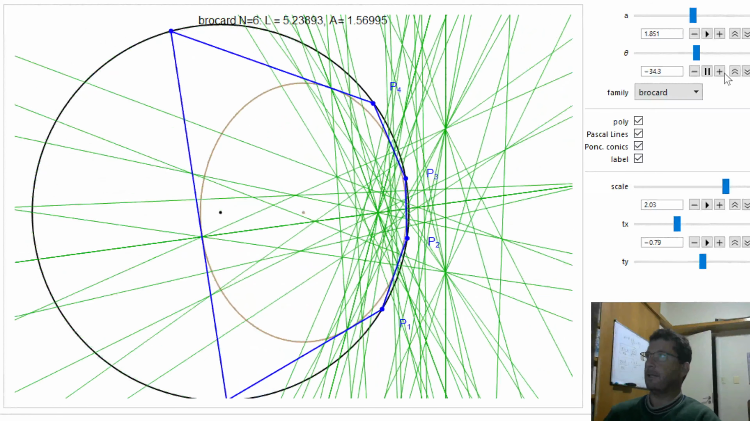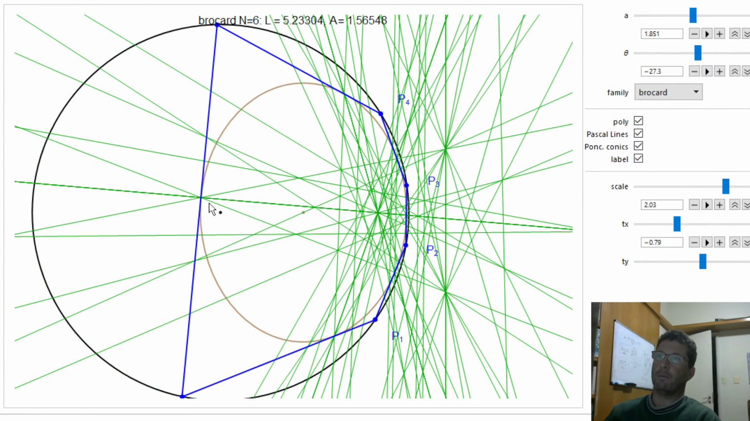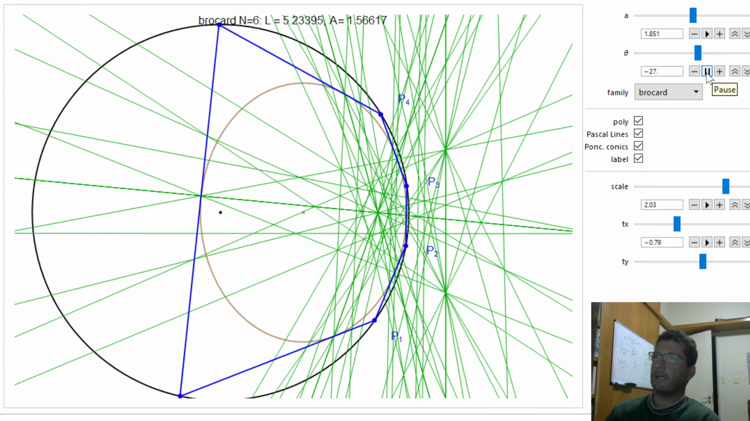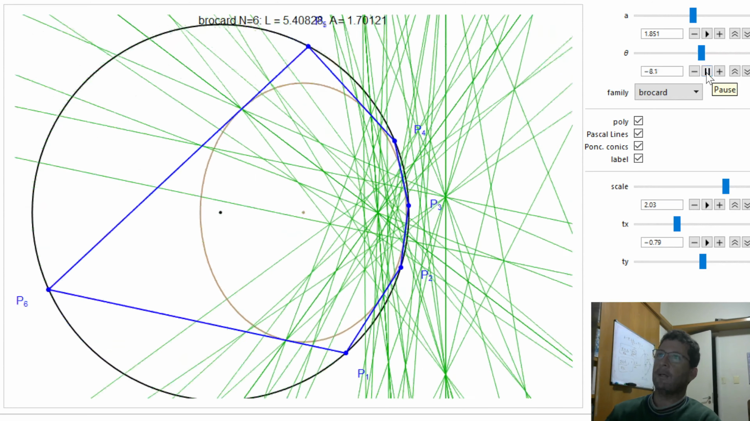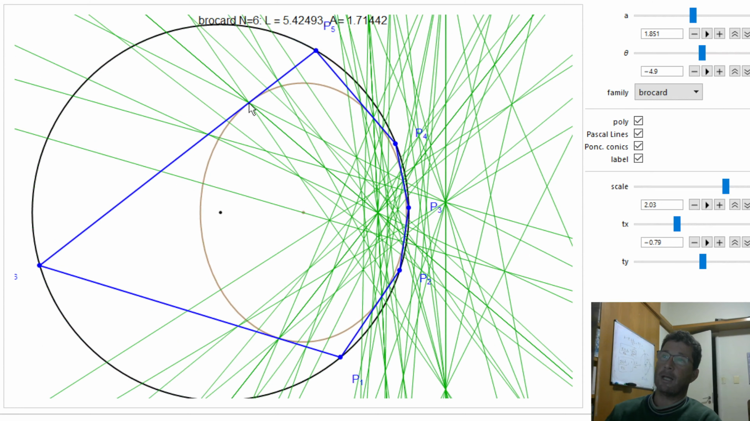You can see here that, for example, it looks like this bundle here is always intersecting at a point on the polygon. Let's see if this is true dynamically. Yeah, so this bundle here is actually intersecting at the contact point of this opposing vertex and the Brocardian ellipse. And you can see that this phenomenon repeats over here. There's a bundle of 3 or more rays.